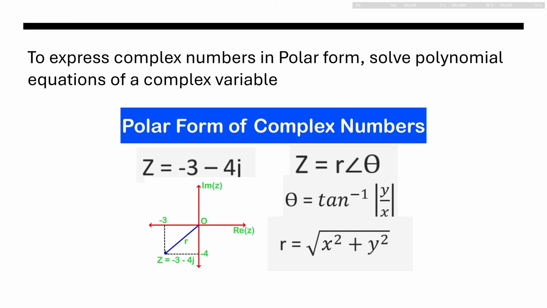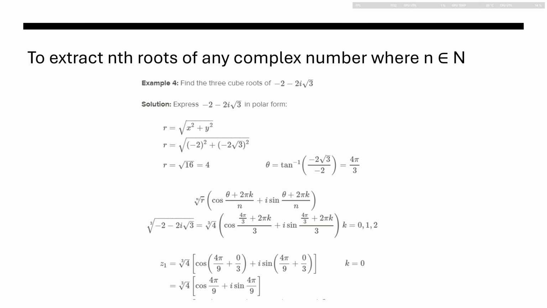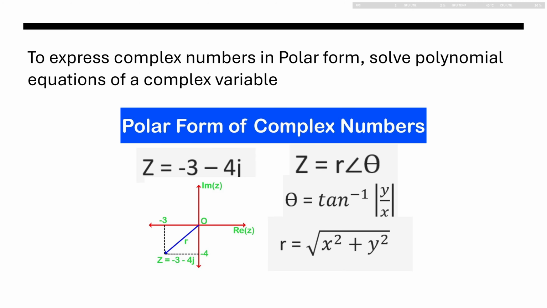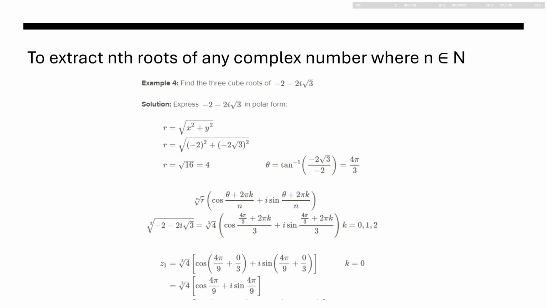Down below I show you the polar form of a complex number. I don't show you how to solve polynomial equations of a complex variable, but of course you can look at that in your own time if you feel the need to do so. Right over here is extracting nth roots of any complex number, where n is an element of the natural numbers. This is basically the same thing as polynomial equations of complex variables.